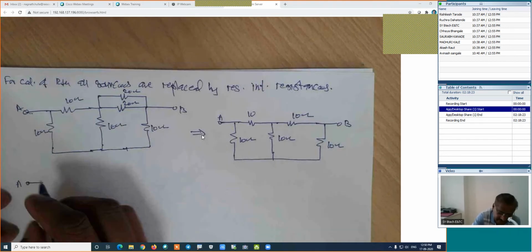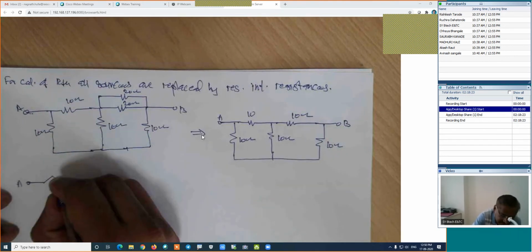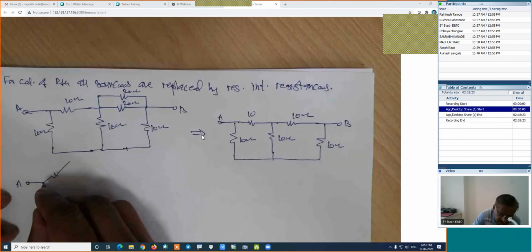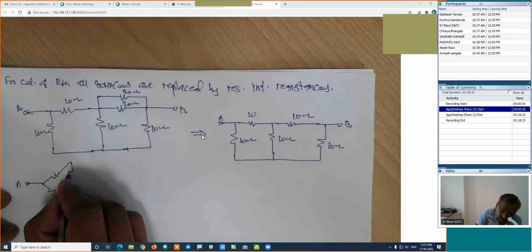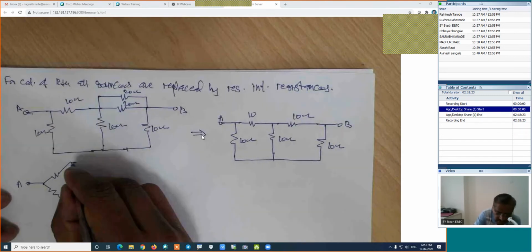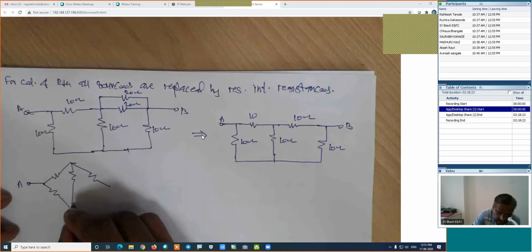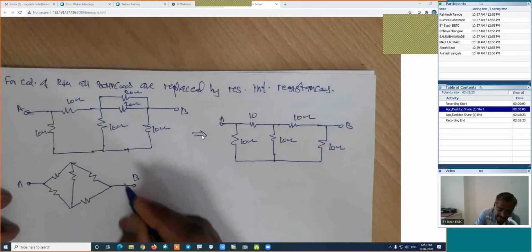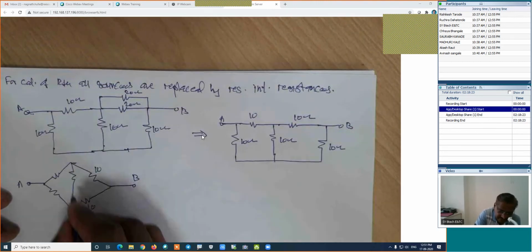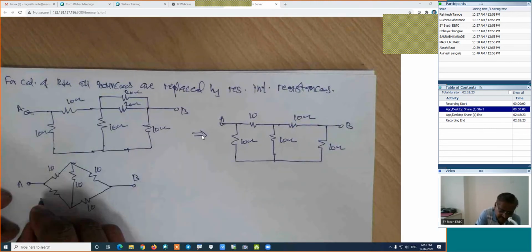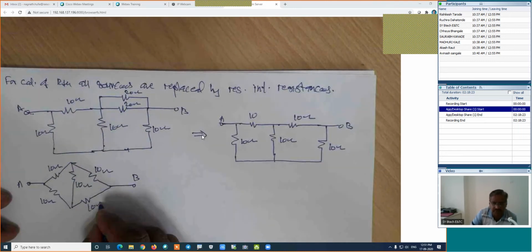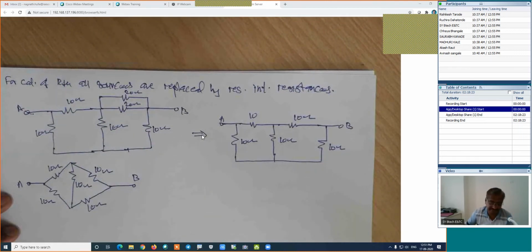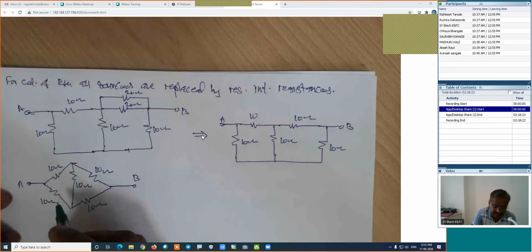This will be the A point. There is one branch, this is the second, this will be the third, this will be the fourth, and this will be the fifth. Something like this. This is B. This is 10, this is 10, this is 10, this is 10, and this is 10. Now we have to convert any delta into its equivalent star. I will convert this delta into equivalent star.